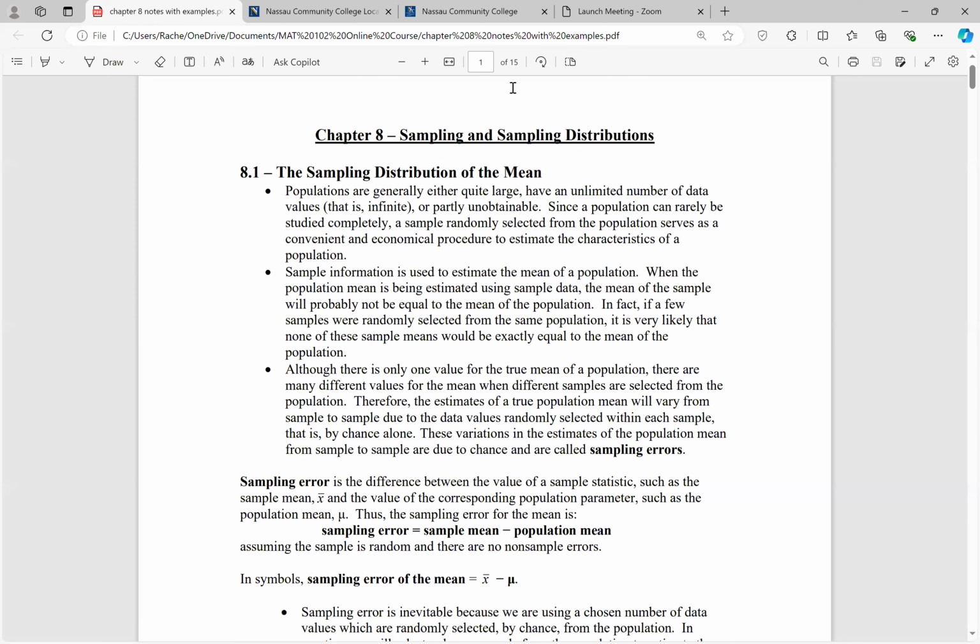All right, welcome to chapter 8. So this lesson is going to be an introduction to chapter 8, which is sampling and sampling distributions.